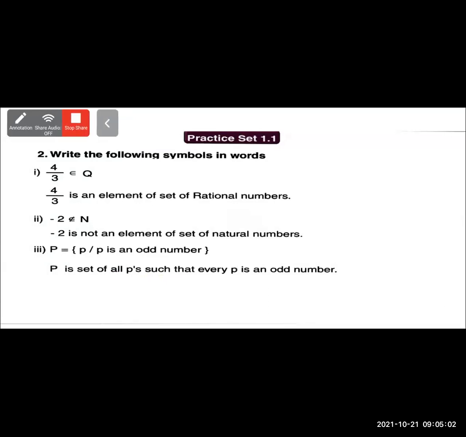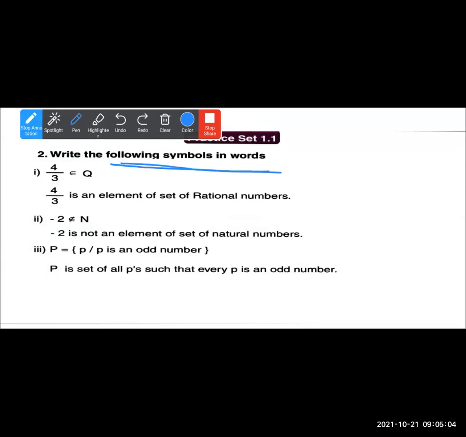Now see this. Write the following symbols in words. You have to write in words. These are mathematical terms. 4/3 is an element. This means what? Is an element of. Instead of that, here you have to write: is an element of set of rational numbers, or else you can write set Q. Okay, set of rational numbers, if it doesn't come to mind, you can write set Q also. Then -2 is not an element of.